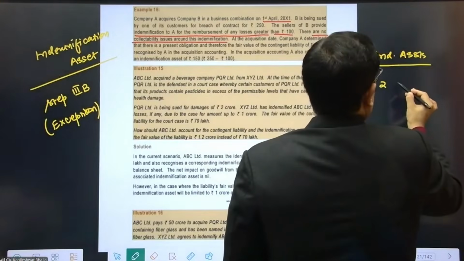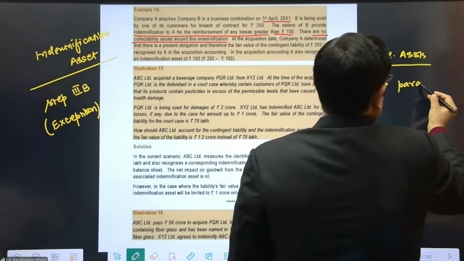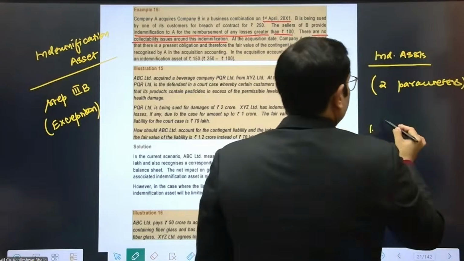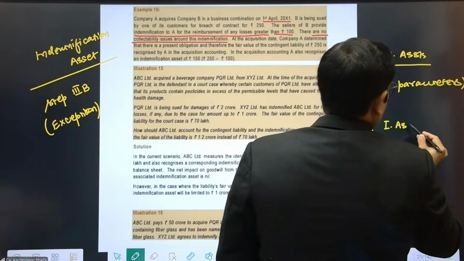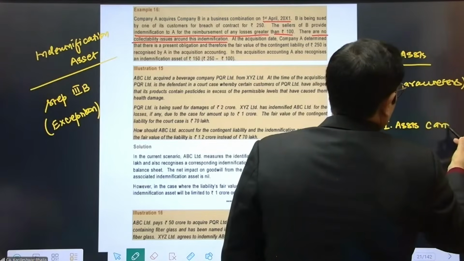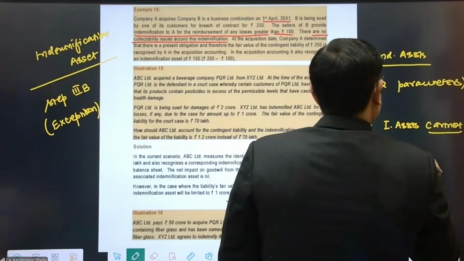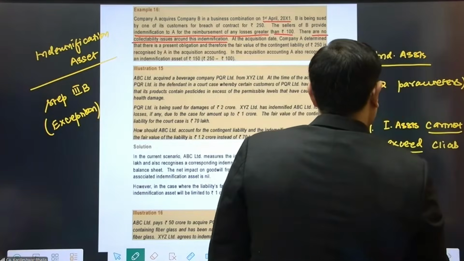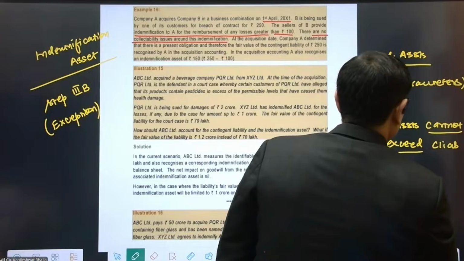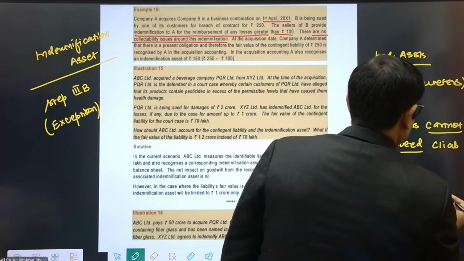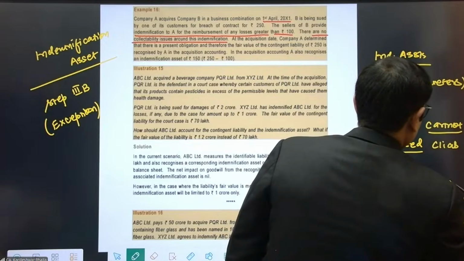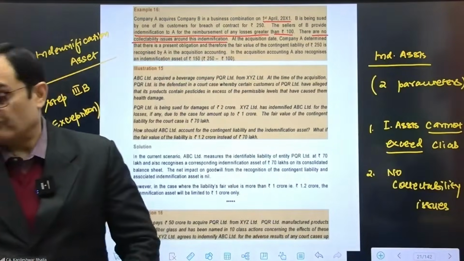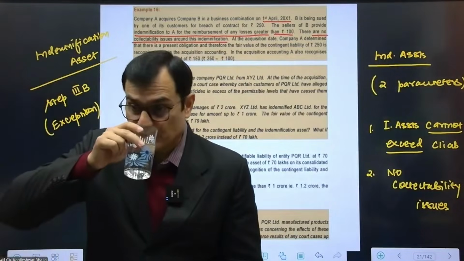So there are two important parameters which would apply. The first one is indemnification assets cannot exceed the value of contingent liability. And the second parameter is there are no collectibility issues. We are pretty confident that we'll get this money from the seller. So these are the two inputs.